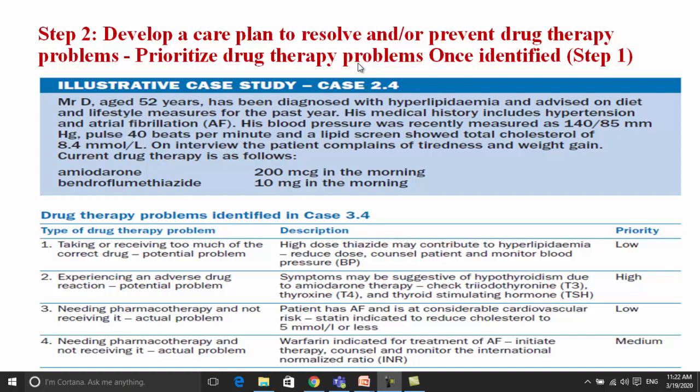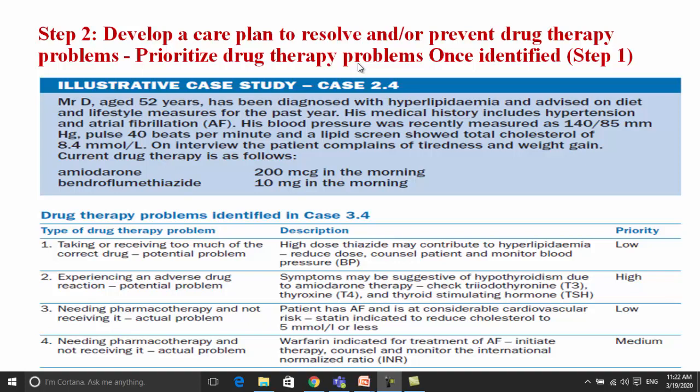You assess whether this is a high priority, low priority, or medium priority for you to start the pharmaceutical care with. For example, let's take the first example, taking or receiving too much of the correct drug, a potential problem. High dose thiazide may contribute to hyperlipidemia. So you have to reduce the dose, counsel the patient, and monitor blood pressure.